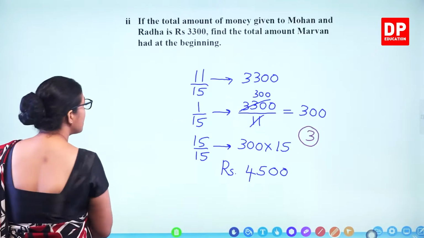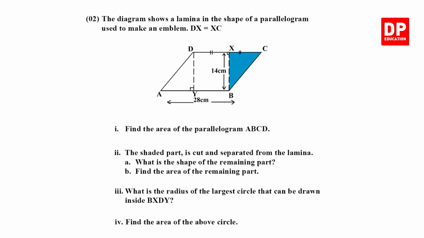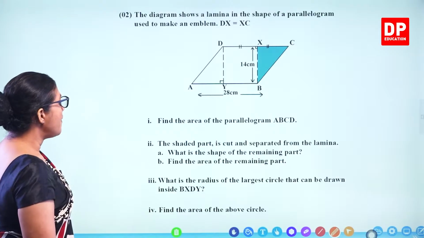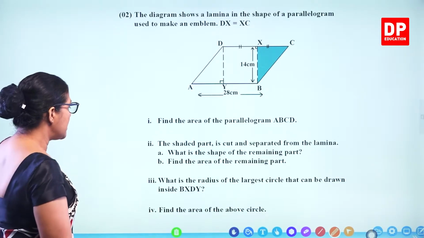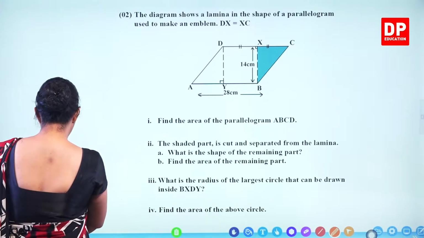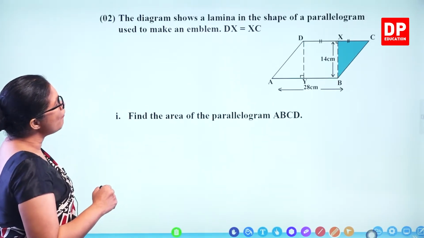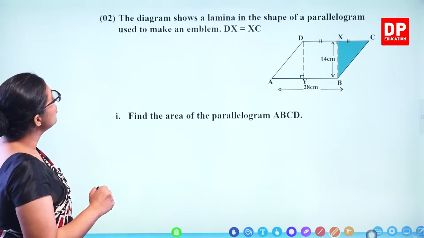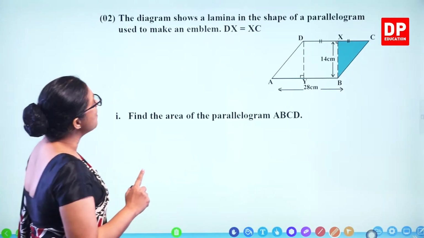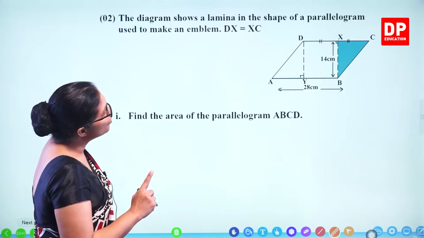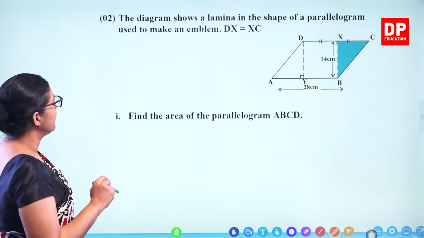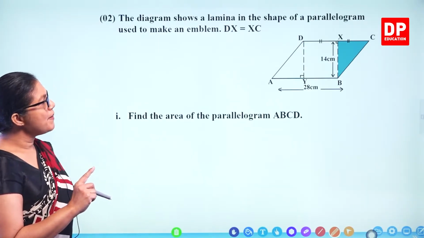This is still part 1. And we'll take the second question. In part 1, you have to answer all questions there. So, you need to find out the area, radius. So, we'll do step by step. The diagram shows a lamina in the shape of a parallelogram used to make an emblem. DX is equal to XC. Find the area of the parallelogram ABCD.